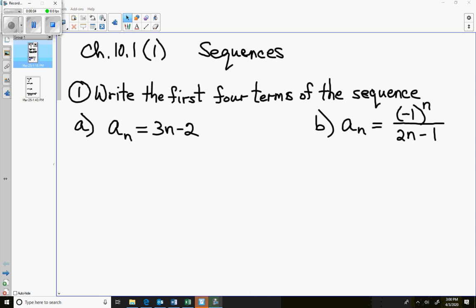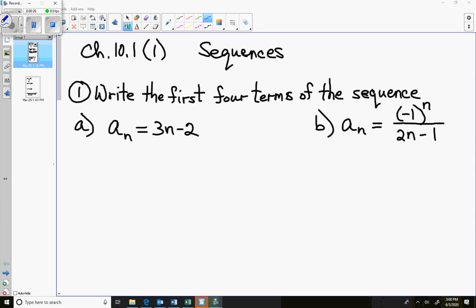All right, this is 10.1, the first one. Sequences. Question number one, write the first four terms of the sequence, given a subscript n equals 3n minus 2. That's simply a made up formula, but they're telling us that the nth term equals 3n minus 2.